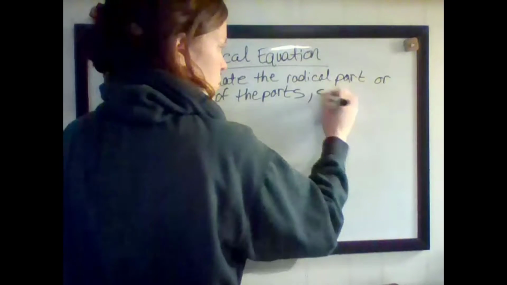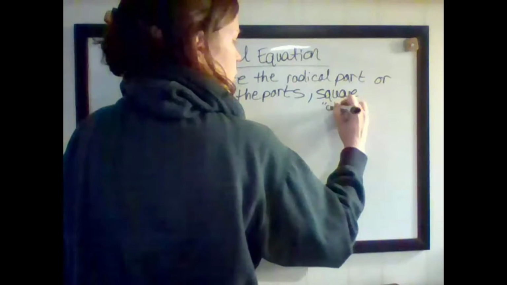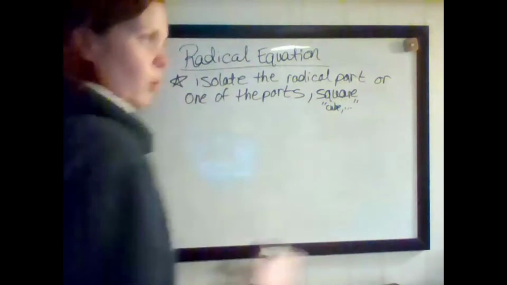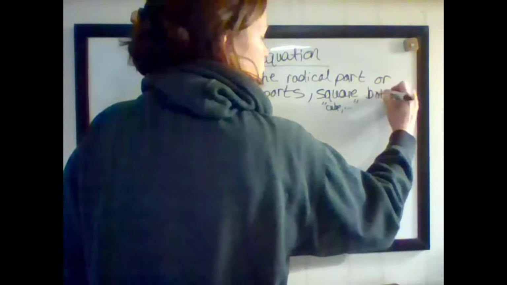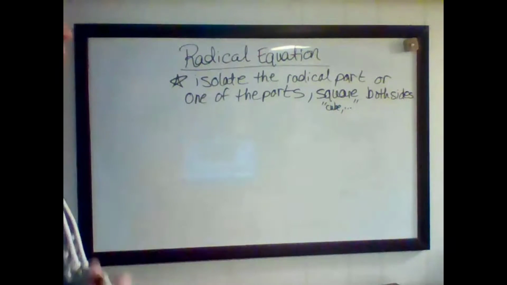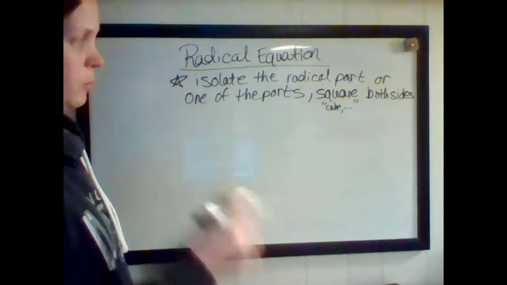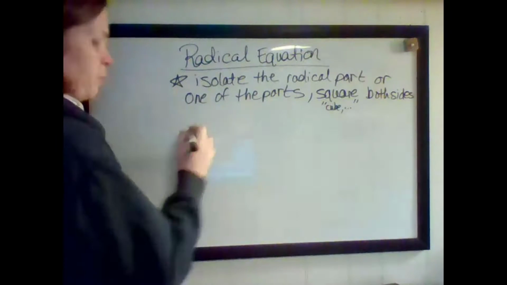Then we square both sides. Square, and underneath I'm going to put cube, take both sides to the fourth power, whatever the root is. Do that to both sides to cancel out the square root or the cube root. We're just going to do square roots in this video, but the same idea would apply if we had a cube root. We could cube both sides.